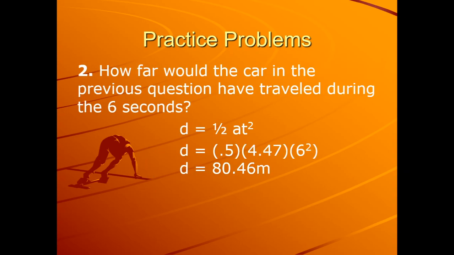Now, number 2 is related to number 1. It says, how far would the car in the previous question have traveled during the 6 seconds? So again, distance is 1/2 acceleration times time squared. Your 1/2 is equal to 0.5. Your acceleration is 4.47 meters per second squared, and that was in problem number 1. Your time is 6 seconds, so that's going to be 6 squared. Then do the math, and you've got distance equals 80.46 meters.